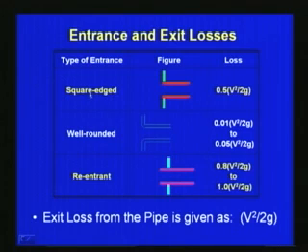The type of entrance is square edged like this. You can see that this is a square edged pipe entrance. Generally the loss will be 0.5 times V square by 2g, where V is the velocity in this pipe flow, the pipe section here.